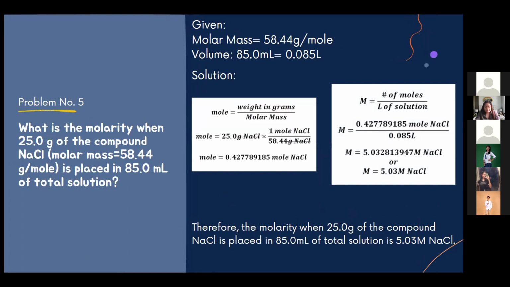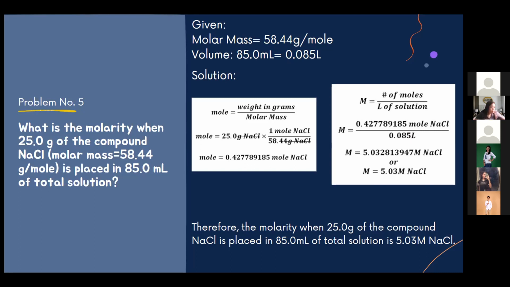Problem number 5. What is the molarity when 25 grams of the compound sodium chloride with a molar mass of 58.44 grams per mole is placed in 85 ml of the total solution? The first thing we're going to do here is, again, find the given of the problem, which are the molar mass and the volume. In solving for the molarity, the first step is to find the moles of the compound by using the formula weight in grams over molar mass.